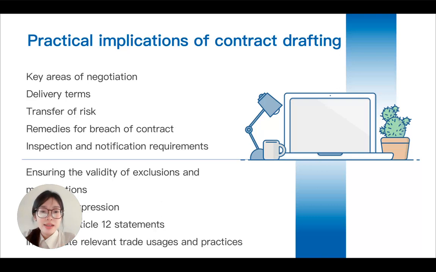Remedies for breach. Customizing remedies for breach of contract, including damages and specific performance, under Article 28. Inspection and notice requirements, establishing specific time frames and procedures for the inspection of goods and notice of non-conformity.